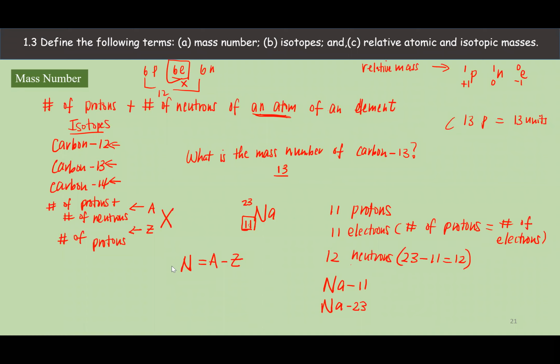Sorry, it depends how the question is asked. If you ask for the atomic number, then it's going to be 11. But if you ask for the mass number, it's going to be sodium 23. Okay. Any other comment or so?